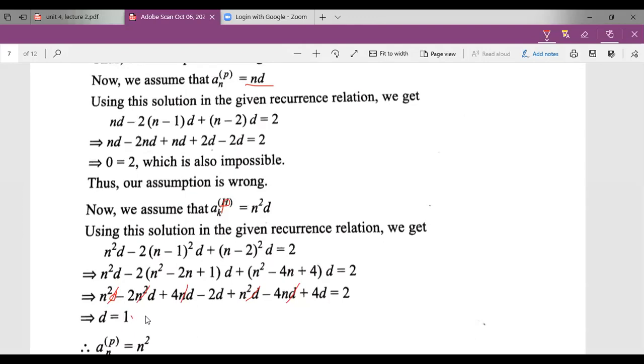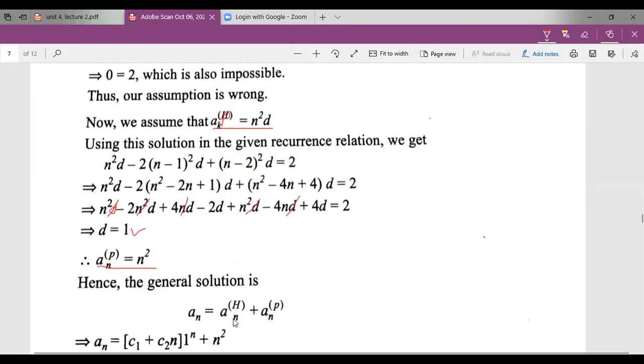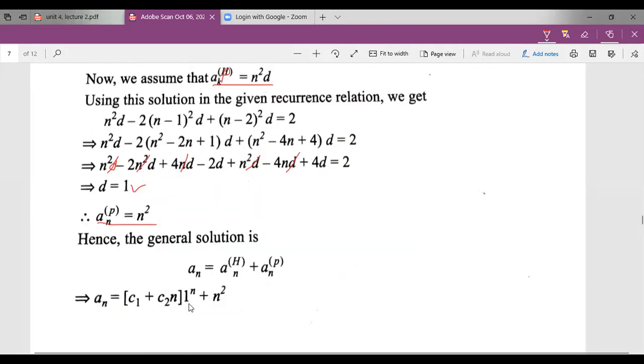So the particular solution is n square d. Now we substitute the d value in this solution, and we get the particular solution a_n^(p) is equal to n square. Hence the general solution, the complete solution of the given equation, is the sum of the homogeneous solution and the particular solution. The homogeneous solution is c1 plus c2 n into 1 power n, plus n square, where n square is the particular solution.